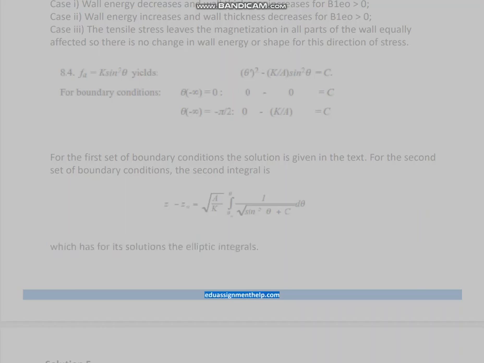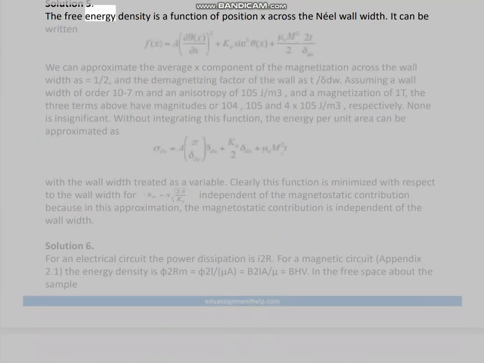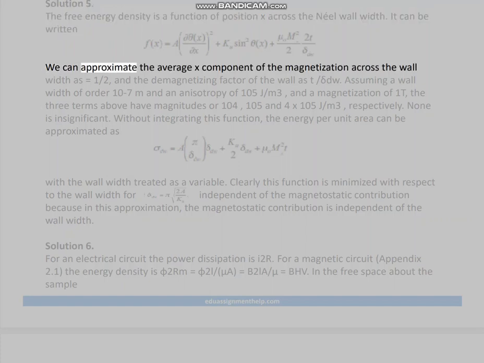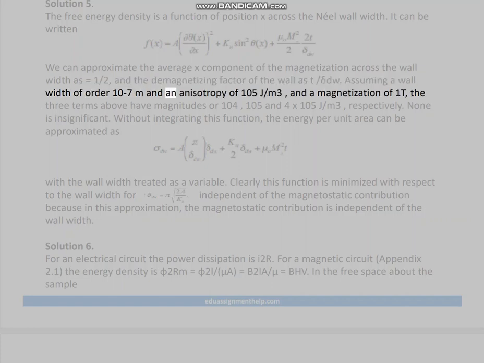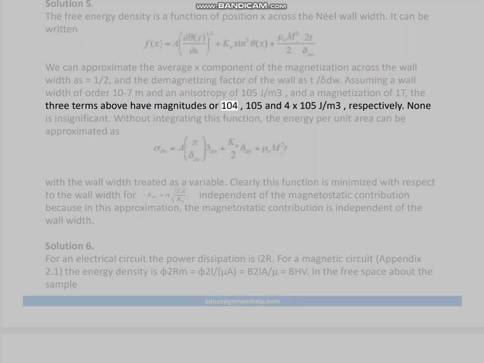Solution 5. The free energy density is a function of position x across the Néel wall width. It can be written: we can approximate the average x component of the magnetization across the wall width as 1/2, and the demagnetizing factor of the wall as T/delta dW. Assuming a wall width of order 10^-7 m, an anisotropy of 10^5 J/m³, and a magnetization of 1 T, the three terms above have magnitudes of 10^4, 10^5 and 4 x 10^5 J/m³, respectively.